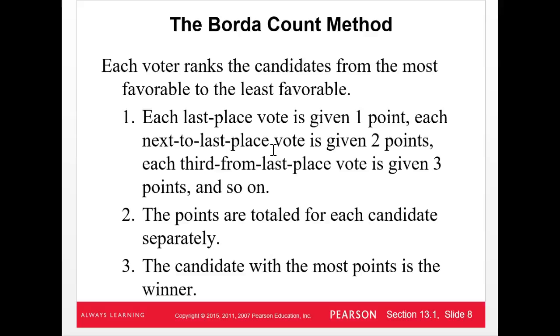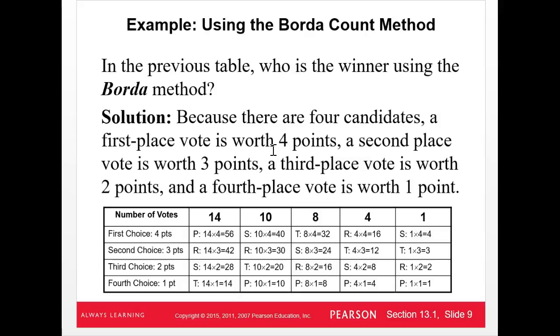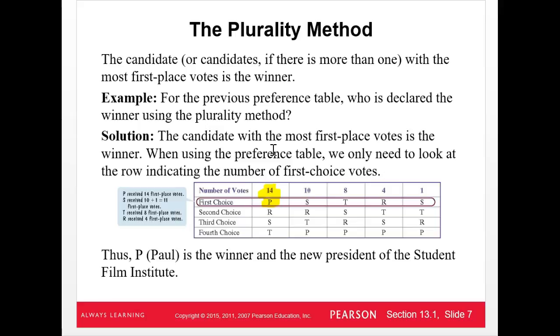The points are totaled for each candidate separately, and the person who gets the most points is the winner. So you could get a candidate who got a lot of first place votes in one particular group of ballots, but didn't get really any first place votes in any others, and that candidate would then not win the election. We're looking at the exact same group of votes that we saw before.